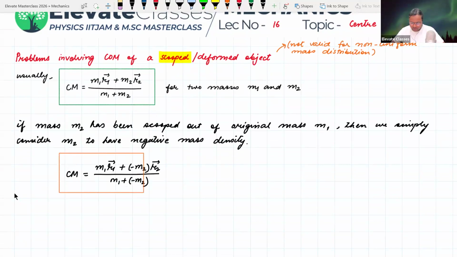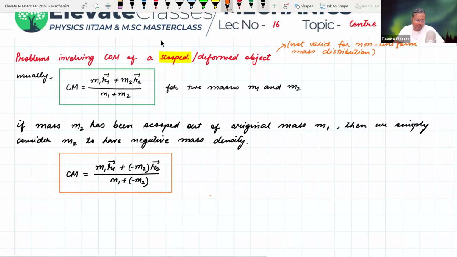Okay, so if you have two masses which are combined, you want to find out the center of mass of the overall system, then you add them up. But if you have one original mass and then you take a small amount of mass out of the original mass, so the final mass system is less, in that system you simply consider the scooped mass to have negative mass density and you perform the calculations as usual. You should get the correct answer in that kind of a situation.